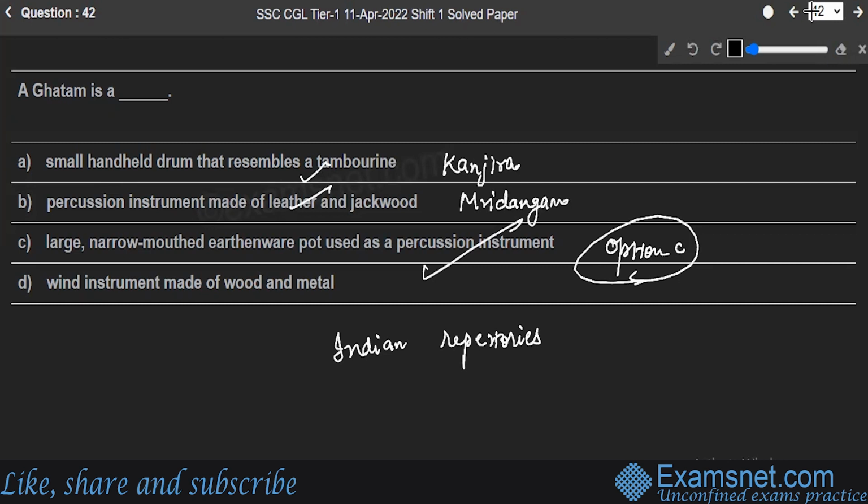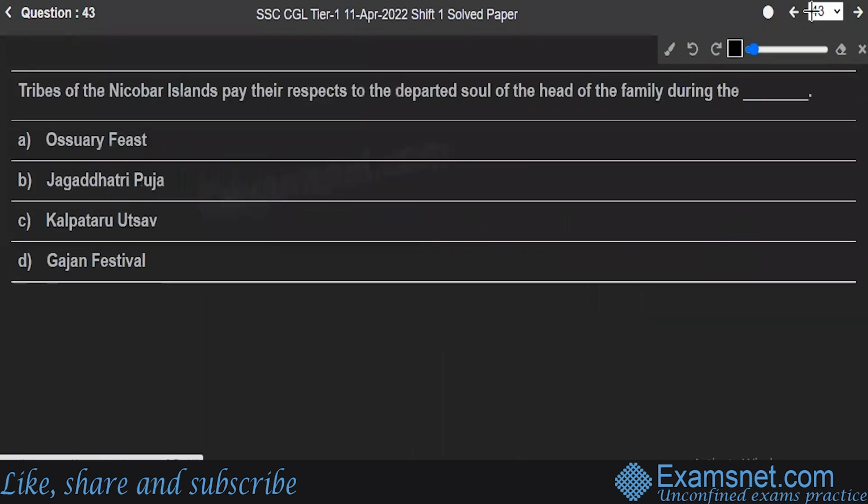Then the saxophone. The saxophone is a single reed woodwind instrument with a conical brass body. Sound is produced when the reed on the mouthpiece vibrates, producing a sound wave inside the instrument's body. So over here, it is talking about the saxophone. So we got our answer. Option C is ghatam. Next, let's move to question number 43.